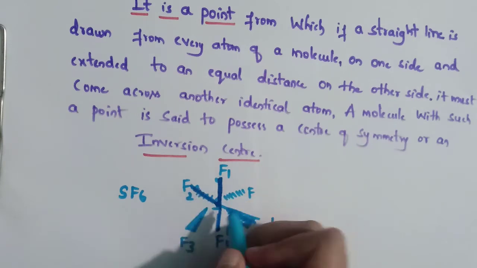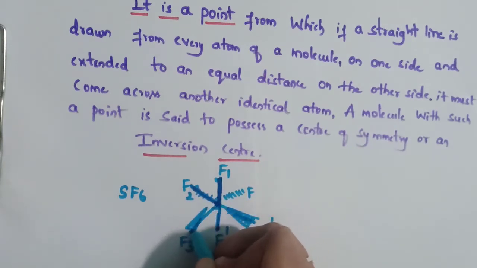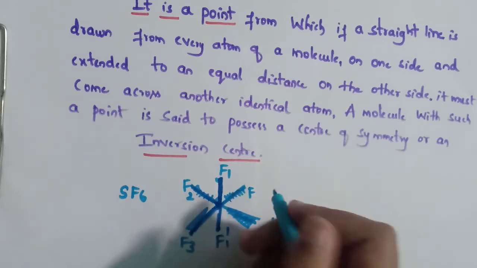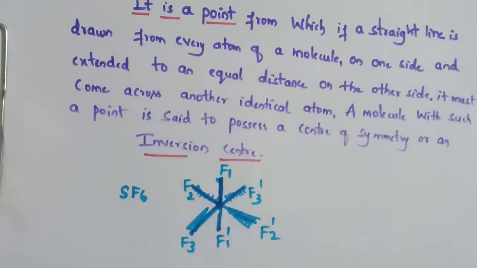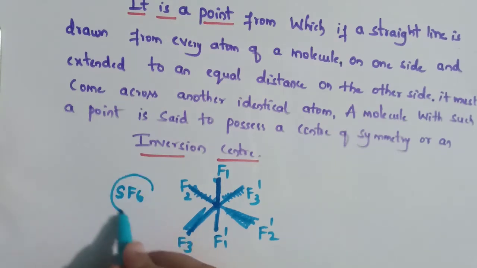And here again it is a point. We extend this line in a straight line like this. We meet this atom, and in the opposite direction we should meet its twin, the identical atom. So it is F3 dash. We draw a straight line for every atom and extend it in the opposite direction, and we meet its identical atom or its twin. So this is the example for center of symmetry.